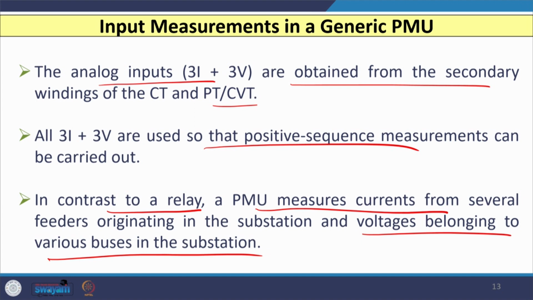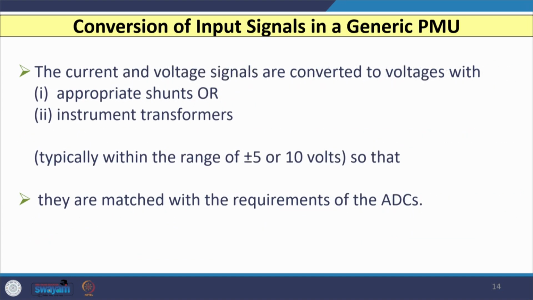So, this is the fundamental difference between a relay and the PMU. Now, let us see how the conversion of input signals is carried out in a generic PMU. We know that once we have the current and voltage signals available from the secondary of CTs and CVTs, these signals are converted into an equivalent voltage signal using either appropriate shunts, or some instrument transformers, typically within the range of plus or minus 5 volt or maybe 10 volt, so that their ratings are matched with the requirement of analog to digital converters.